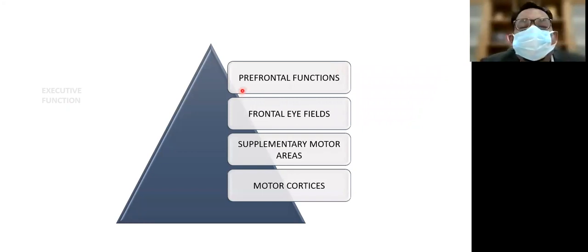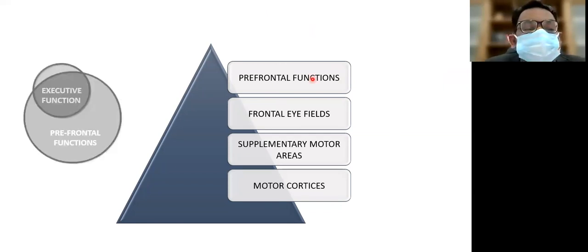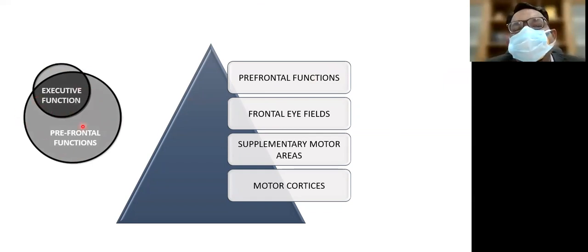Now, when we see the prefrontal cortex as such, when we see the functions, there are motor cortices, we know this, and there is a supplementary motor area. I'll come to that. Then there are frontal eye fields. But in this presentation, I'm not concerned about all these three. Apart from these three, there is something known as prefrontal functions, which we'll be dealing with. And generally, as psychiatrists, we measure or assess these prefrontal functions. Executive function is part of these prefrontal functions. So I'm not concerned about motor cortices, the supplementary motor area, or frontal eye fields, which generally neurologists will deal with more.